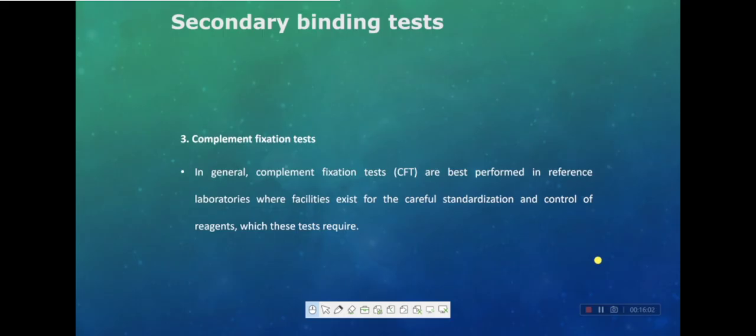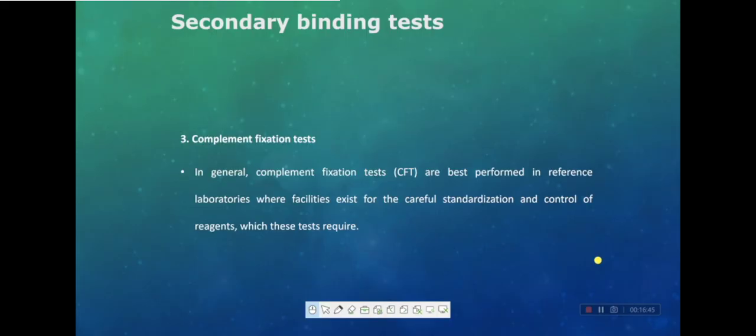Now talking about the complement fixation test. So what are complement fixation tests? These are the third type of secondary binding tests. They are best performed in the reference laboratories where the facilities exist for the careful standardization and control of the reagent, because it requires a lot of control and standardization. So we can say that this complement fixation test is a technique which has been used for many years to quantify antibodies that do not agglutinate or precipitate when these are reacted with their antigen, but it can be demonstrated by its use or fixation of the complement.